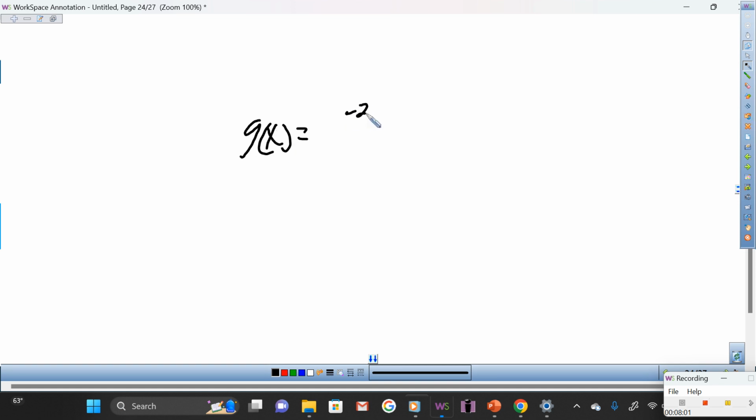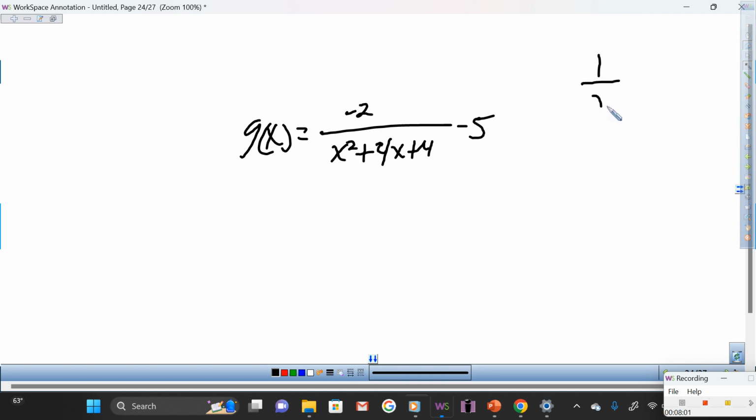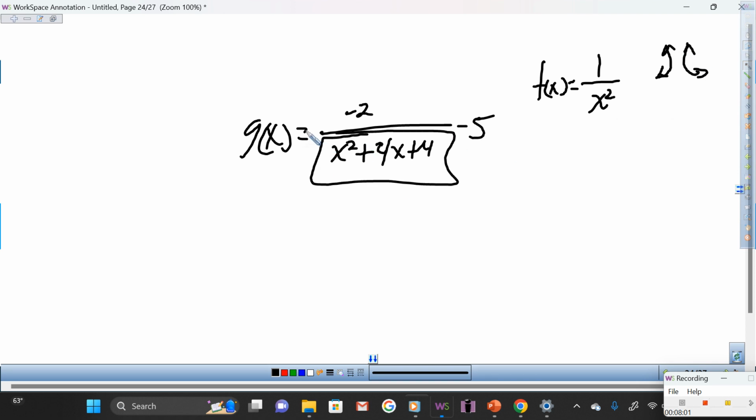How about this one? g(x) = -2/(x^2 + 4x + 4) - 5. Tell your neighbor which parent function and graph we are using for that one. Joel. Which one? The one with an x squared. Yeah, 1 over x squared, f(x), which means the graph needs to look like that. Yes. Why? Because there's a square on the denominator.